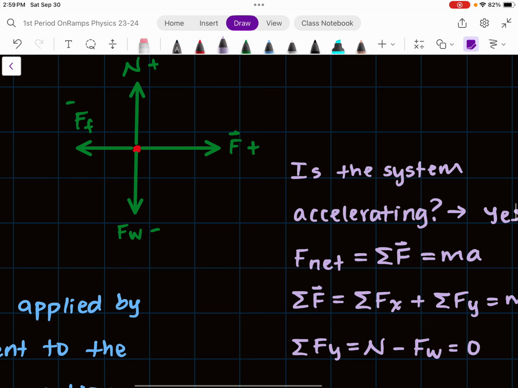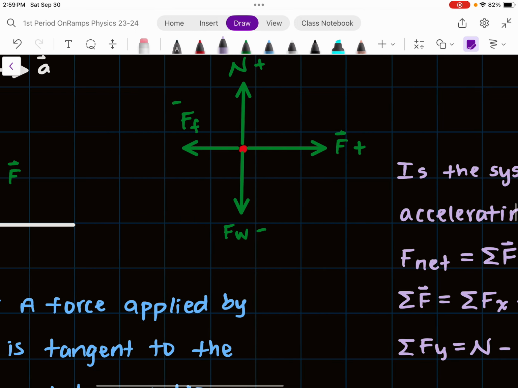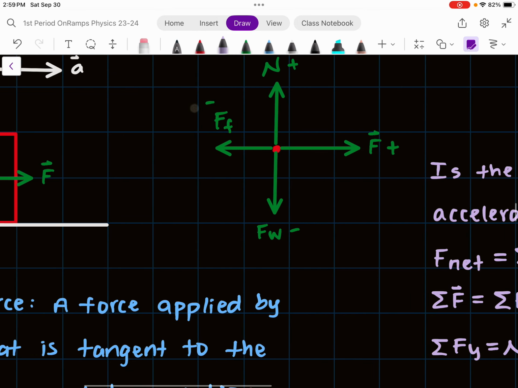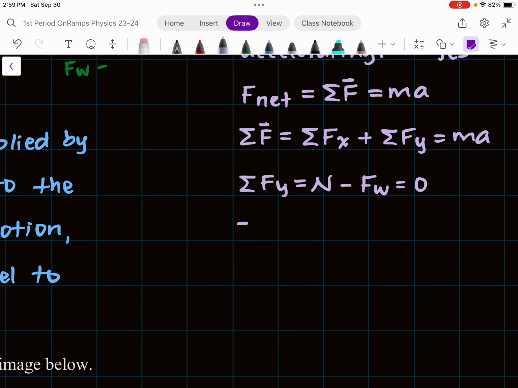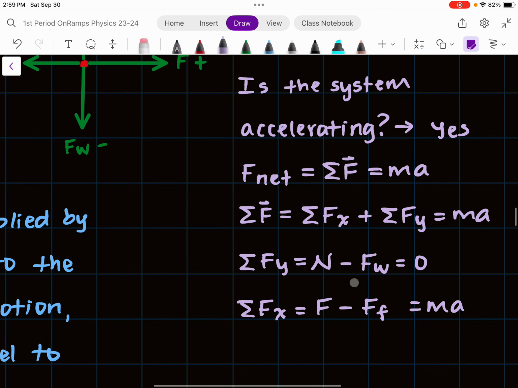Now, let's think about the forces acting along the x direction. We said the applied force by the student is positive, and the frictional force is negative. Acceleration is toward the right along the x direction, which means my summation of forces along the x direction will be equal to mass times acceleration. So the force applied by the student is positive minus the frictional force negative. And this is how you show the net force.